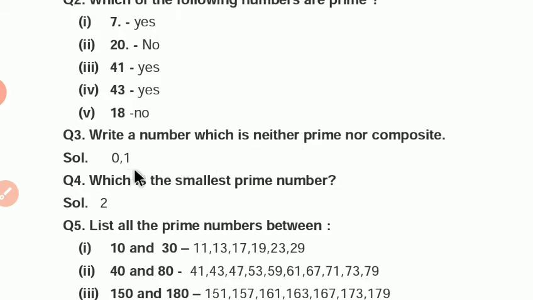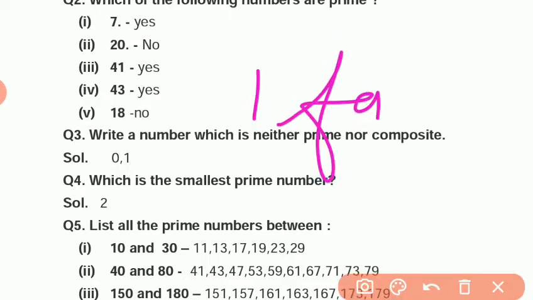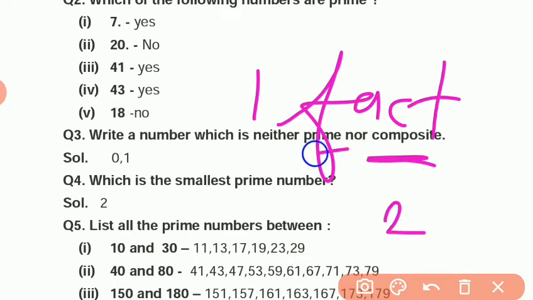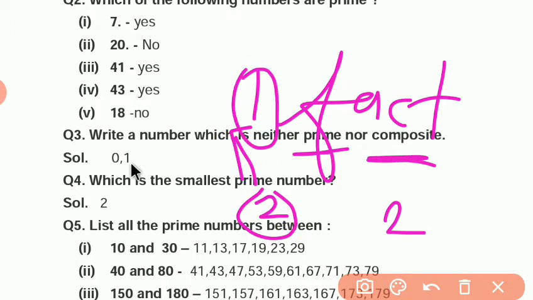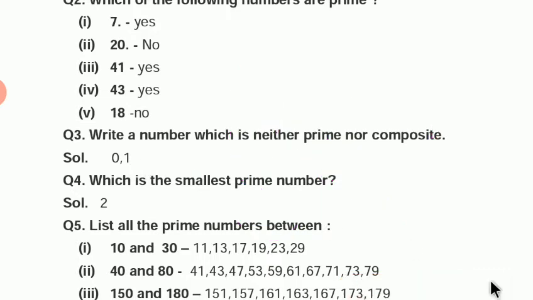How can we say that it is not prime or composite? Prime means having 2 factors, but 0 and 1 are having only 1 factor. For composite there should be more than 2, and for prime there should be exactly 2, but it is less than 2. It means only 1 factor is there, so it is neither prime nor composite.